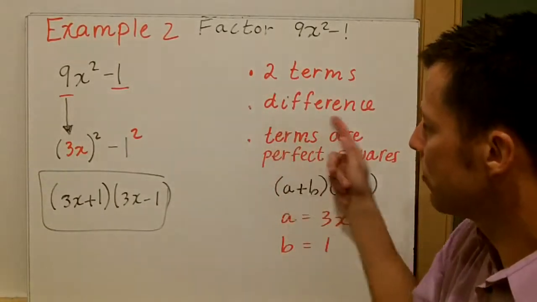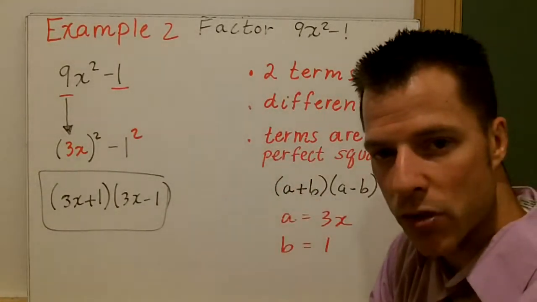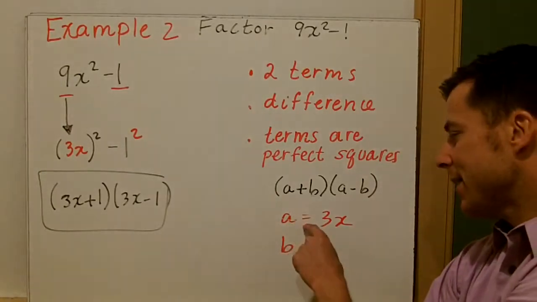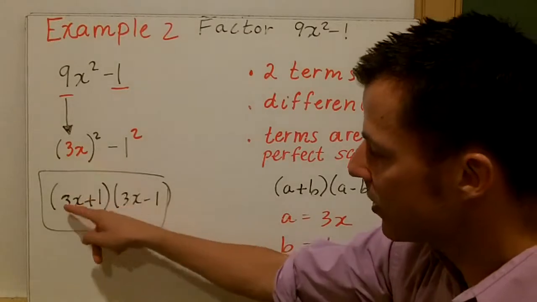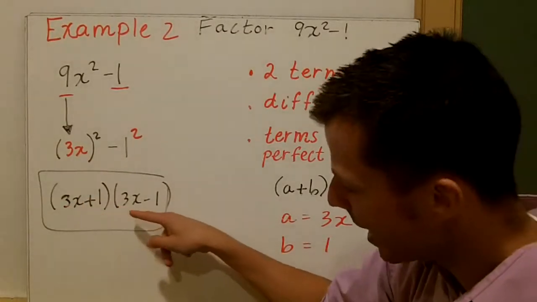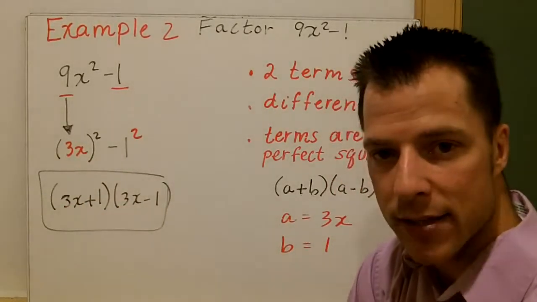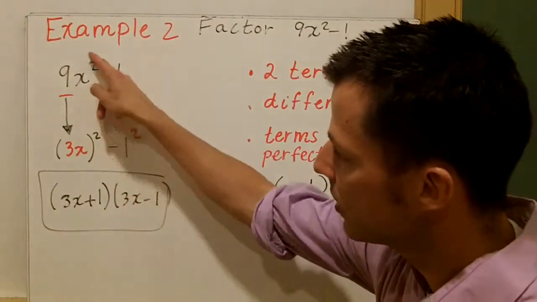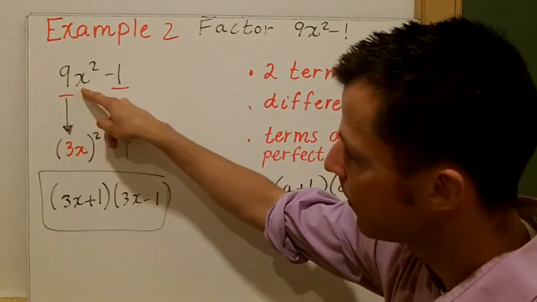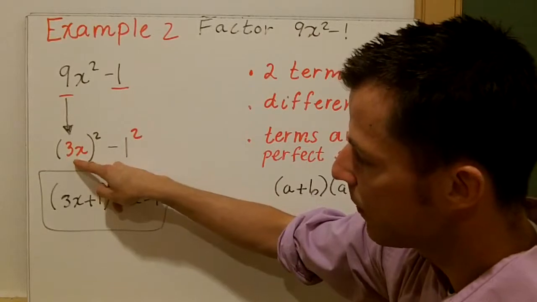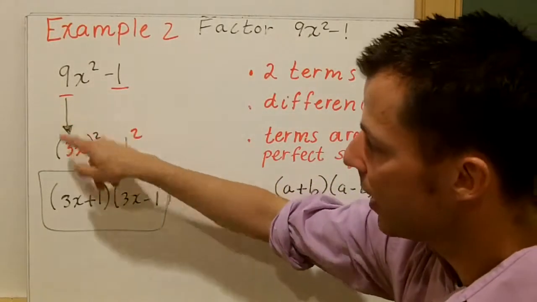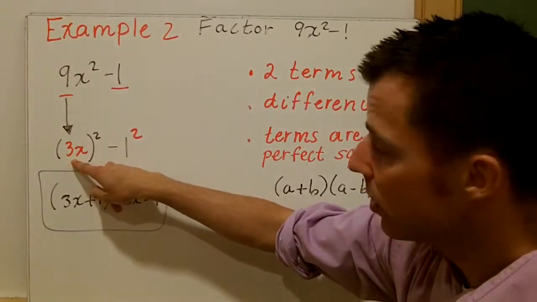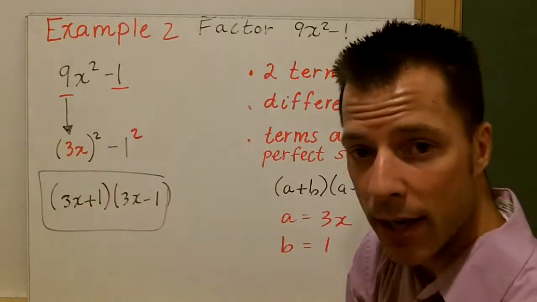Two terms, you're subtracting, both terms are perfect squares. In this case, a is actually going to be 3x, and b is going to be 1. So this factors into 3x plus 1 times the quantity 3x minus 1. And the key here is when these terms are perfect squares, you can simplify and get your a term. a is not going to be just 3. Okay? Rewrite the perfect squares when possible to get your a and b.